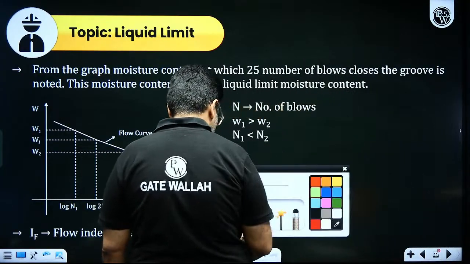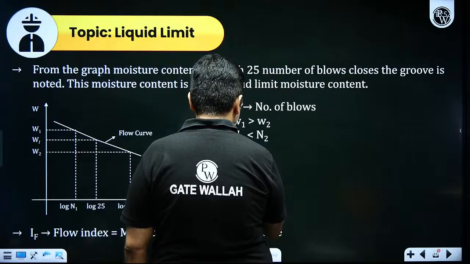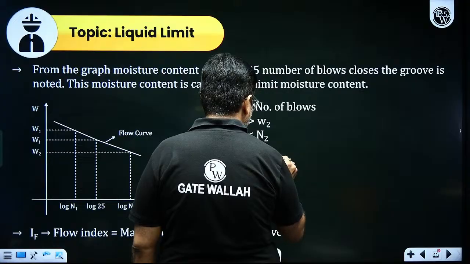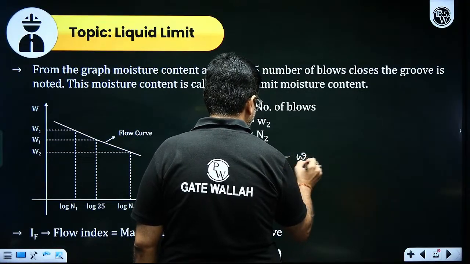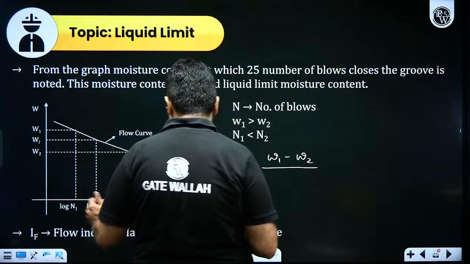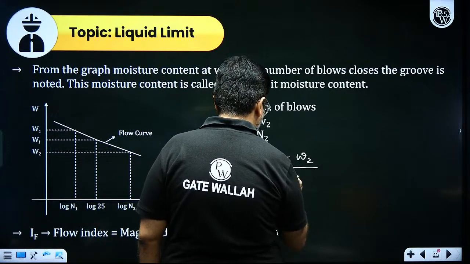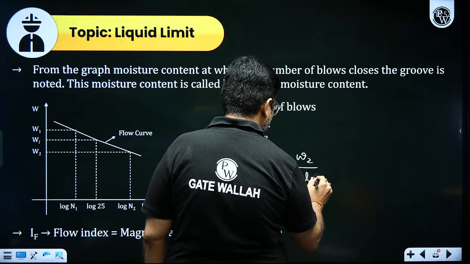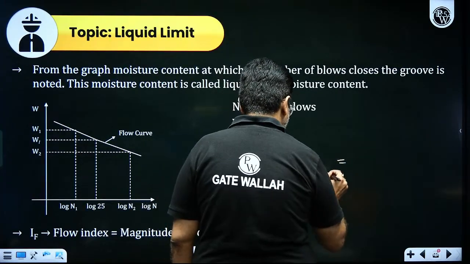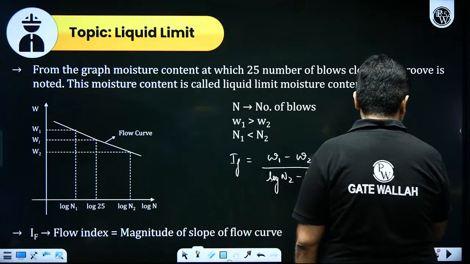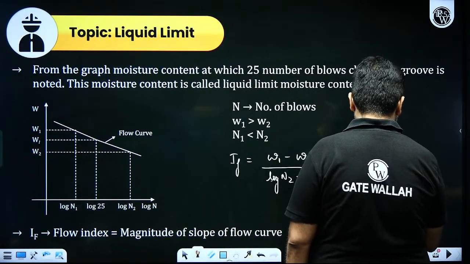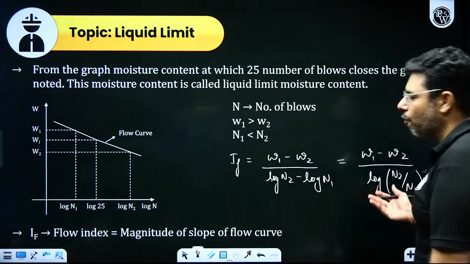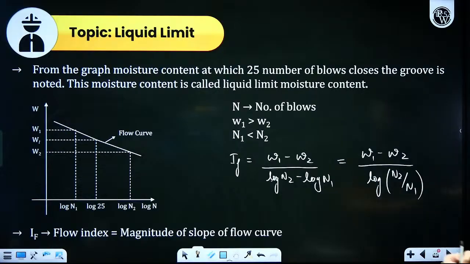That is, IF will come out to be how much? IF is always positive, but the slope of this straight line will be negative. So, the negative of the slope will be log N2, and the negative sign I am already adjusting. Log A minus log B is log A by B. So, I can write this as W1 minus W2 equal to log of N2 by N1. So, this is the flow index, IF, defined like this, very simple.